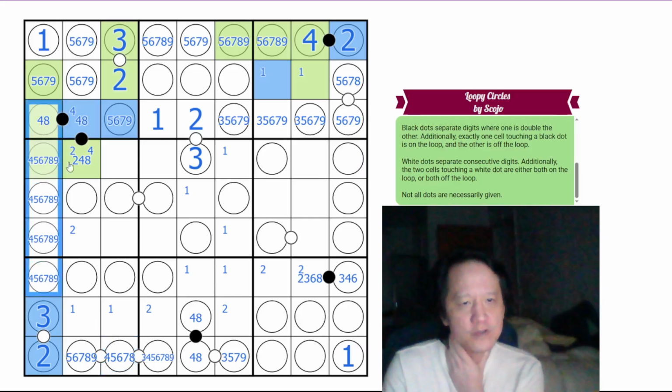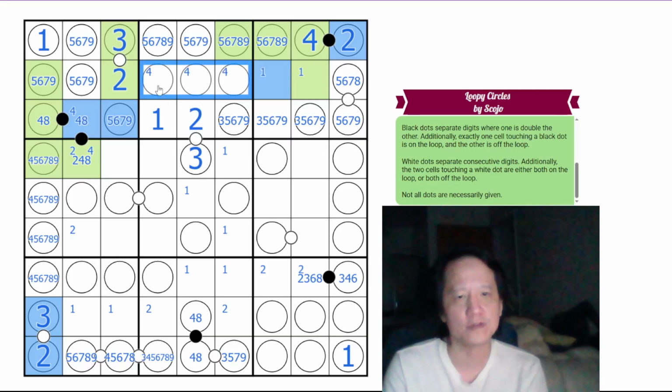Four has to be one of these digits here. 4 has to be one of these 3. 4 has to be one of these 4 here, or these 3 here.